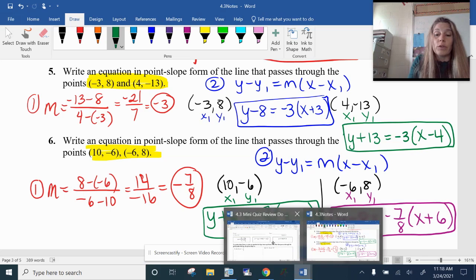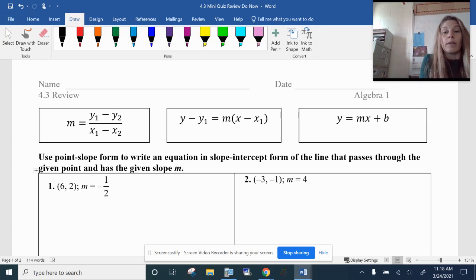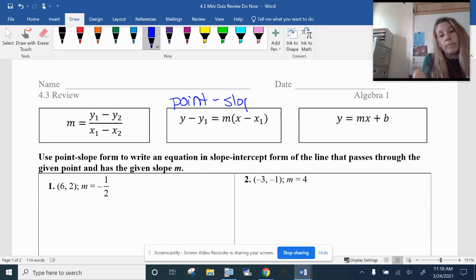So let's just review some of that now. Okay, so these are the 3 equations that we are going to be kind of using. So the first equation is your slope formula here. Then this one here is our point slope. And then the third one here is our slope intercept.